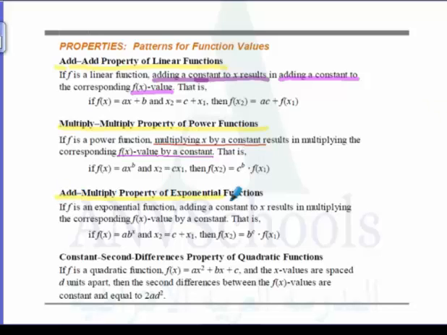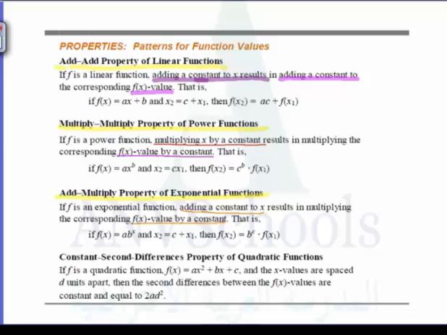Now we have the add multiply property of exponential functions. So this is exclusive for exponential functions. If f is an exponential function, adding a constant to x results in multiplying the corresponding f of x value by a constant also. So if f of x is equal to ab raised to x, and x sub 2 is equal to c plus x1, then f of x2 is equal to b raised to c times f of x sub 1.